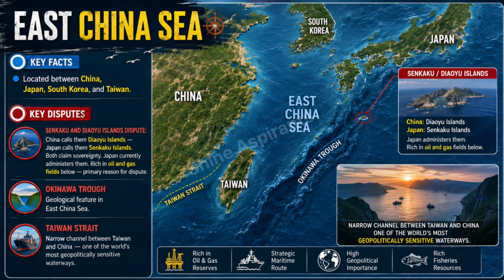Rich in oil and gas fields below, the primary reason for the dispute. Okinawa Trough, a geological feature in the East China Sea. Taiwan Strait, a narrow channel between Taiwan and China, one of the world's most geopolitically sensitive waterways.